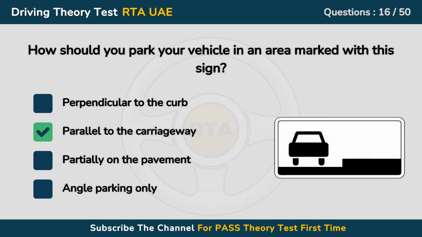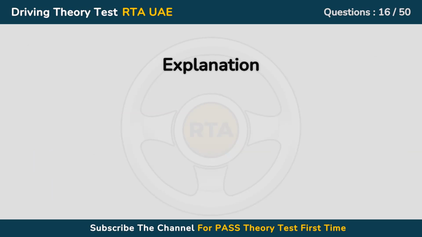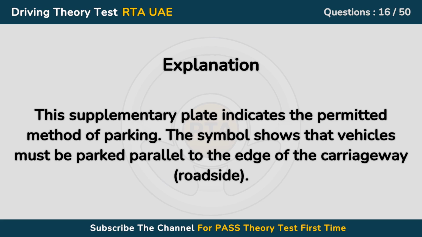Answer is B, parallel to the carriageway. This supplementary plate indicates the permitted method of parking. The symbol shows that vehicles must be parked parallel to the edge of the carriageway roadside.